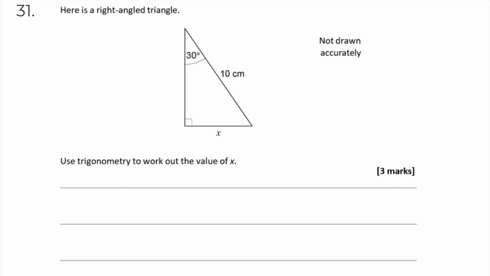And I've got a right angle triangle. It's got an angle of 30 degrees and the longest side or hypotenuse of 10. And I've got a side marked by x. We're told to use trigonometry to work out the value of x. Now, this is a very straightforward, basic trigonometry question in right angle triangles. Okay, so it's a job for SOHCAHTOA.